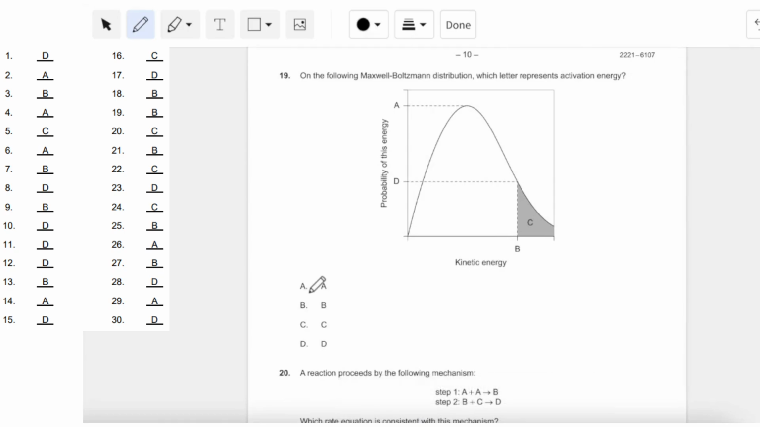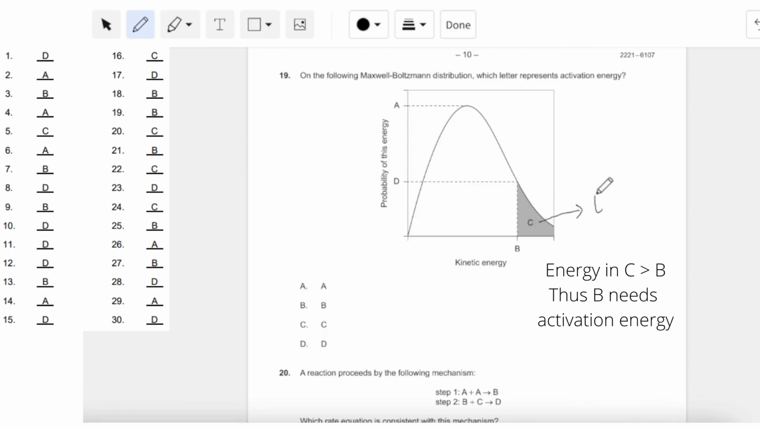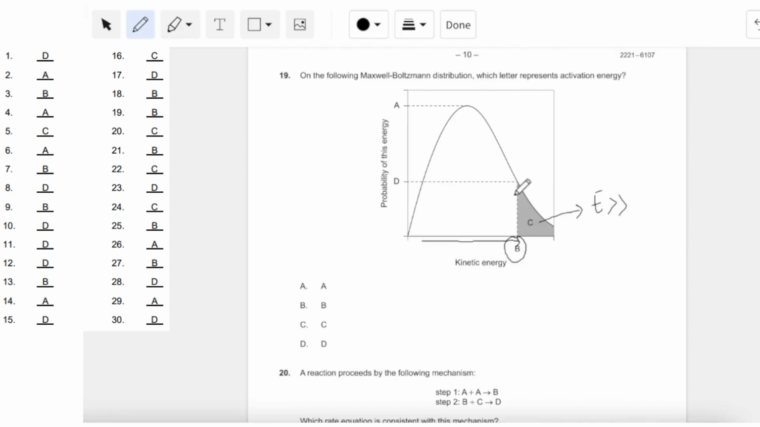19. It's Maxwell-Boltzmann. On the following Maxwell-Boltzmann distribution, which letter represents activation energy? Here it already has more energy. And this part has more kinetic energy because of the way right here. So it's obviously B.